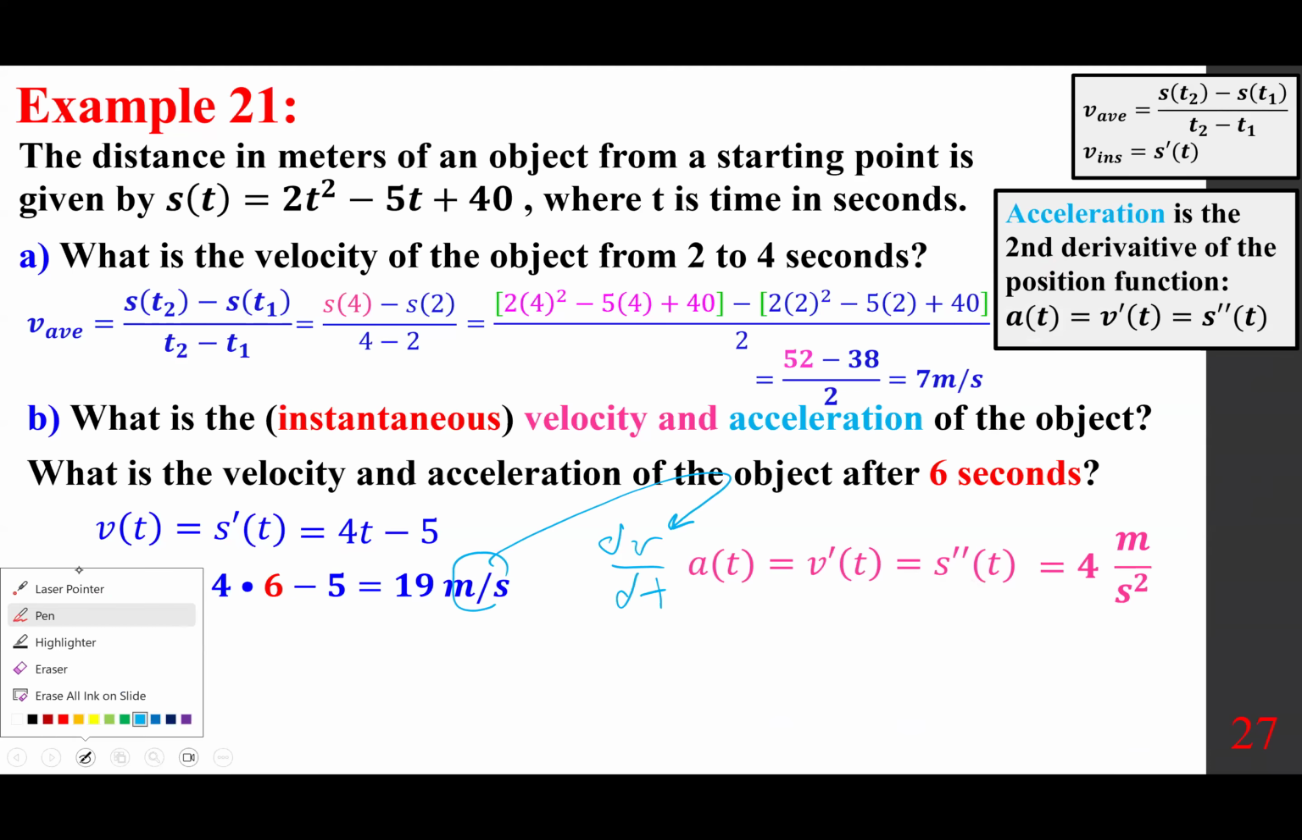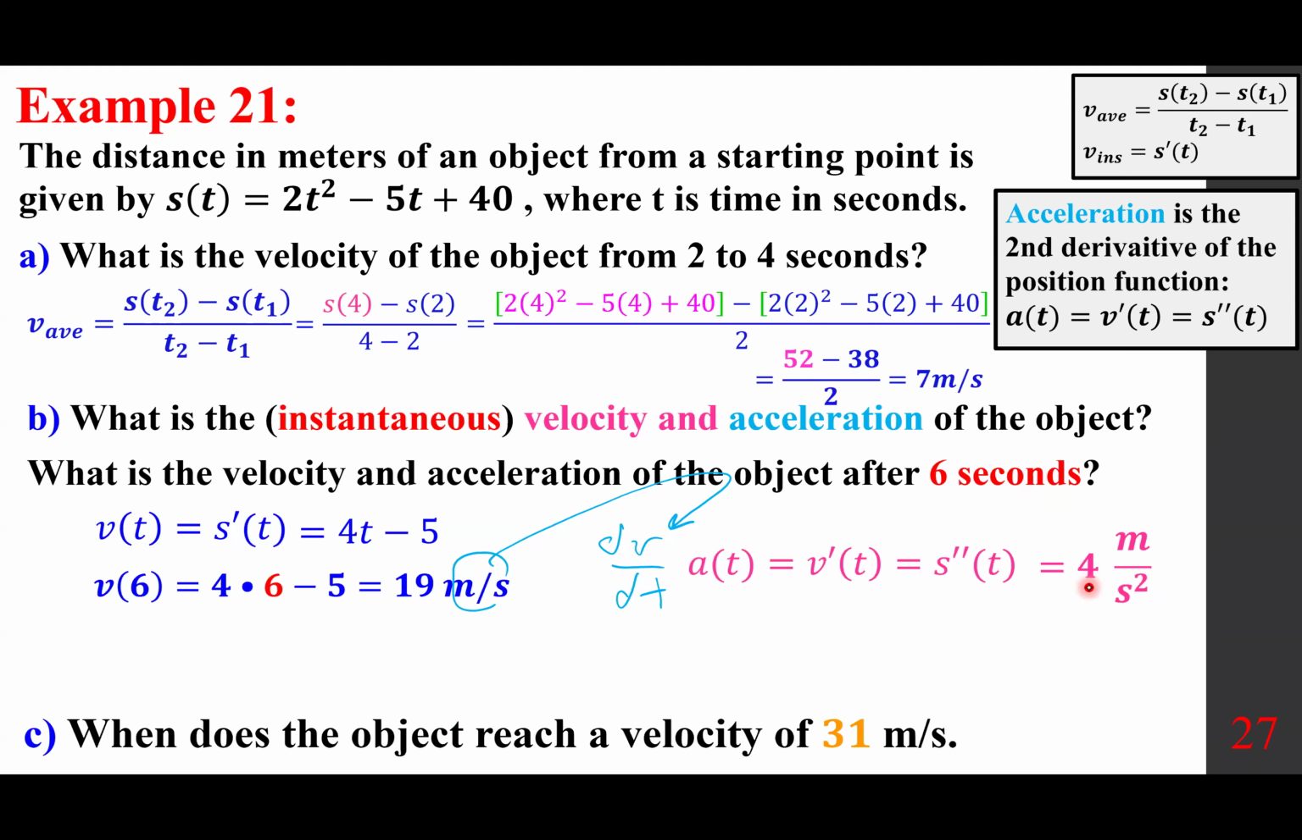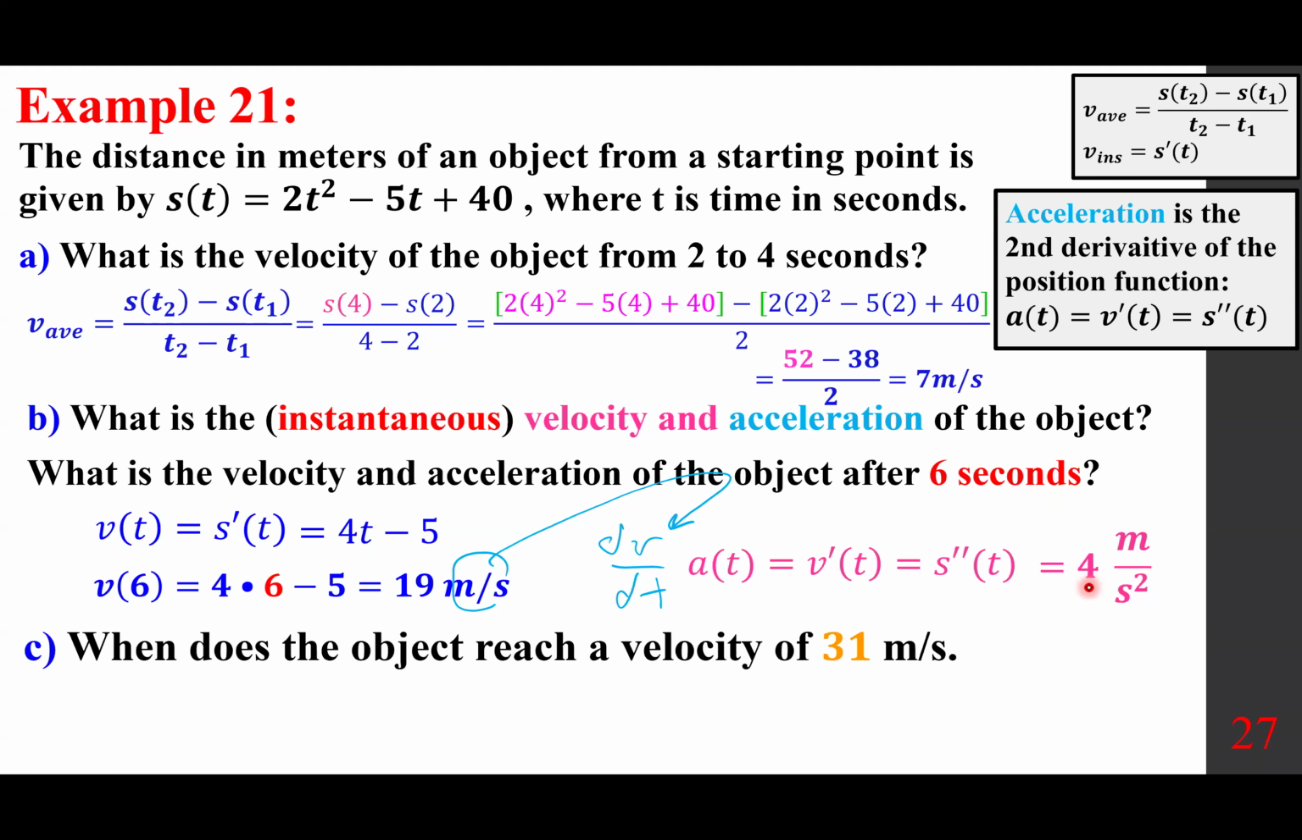And after 6 seconds or 10 seconds or any time makes no difference because it's independent of t. So it's always 4 meters per square second. When does the object reach a velocity of 31? The velocity 4t minus 5 equals 31. So we get 36 divided by 4, 9 seconds.